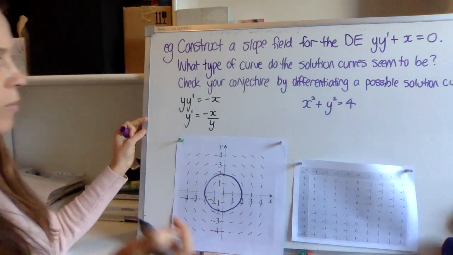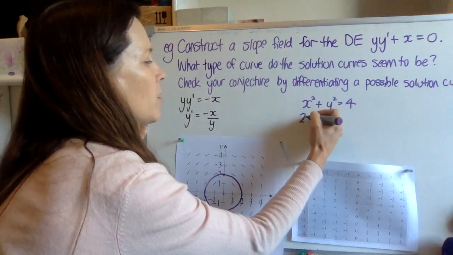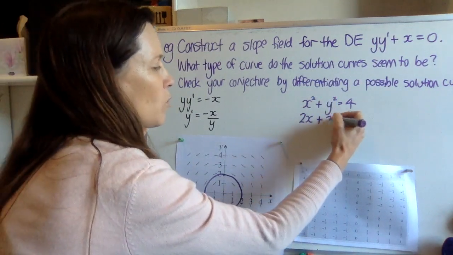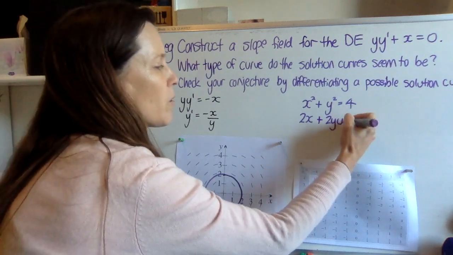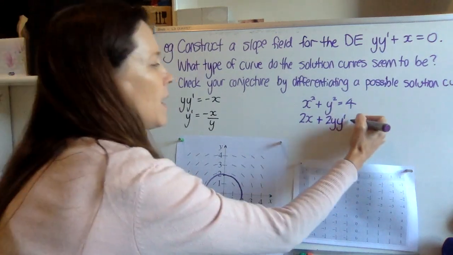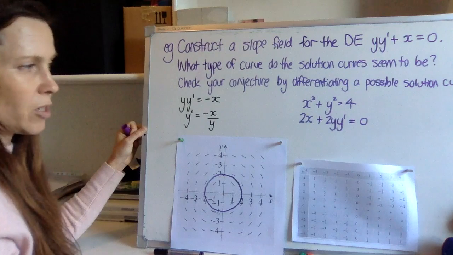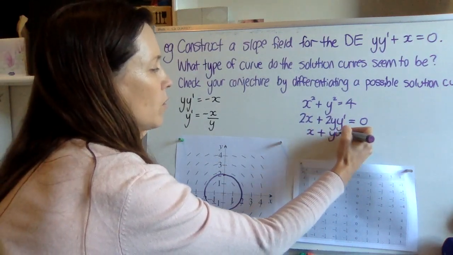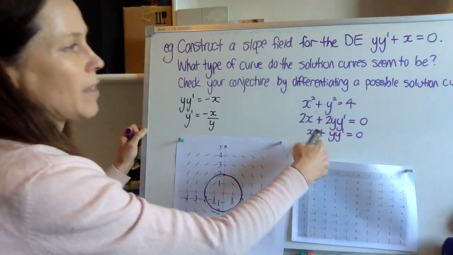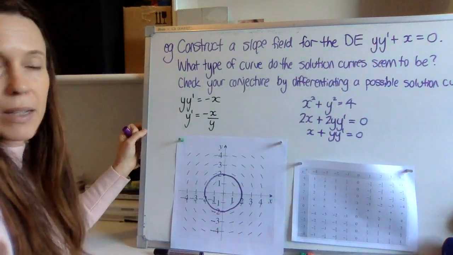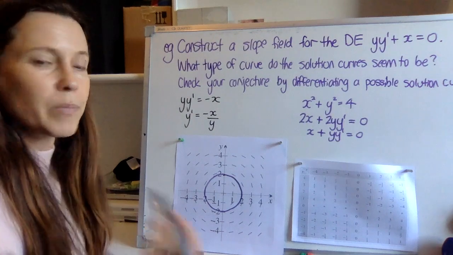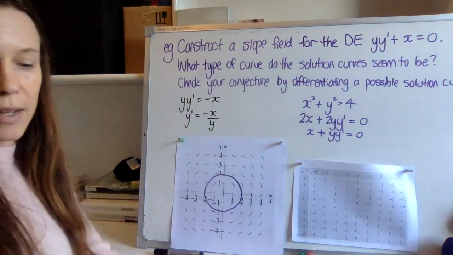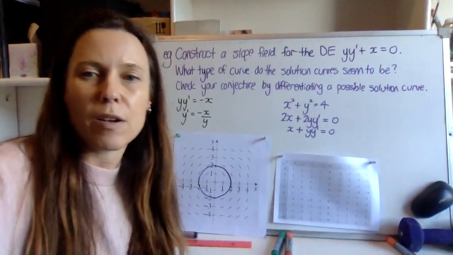Now differentiating that with respect to x, this term becomes 2x. This term, the 2 needs to come down to give me 2y, but I need to use the chain rule and also multiply by y dash. And differentiating 4 with respect to x just gives me 0. Now I can clearly see here that if I divide all terms by 2, I'm going to get this, and that is in fact the exact same differential equation as we started with. So yes, I can check my conjecture that the solution curves here are circles that have the origin as their center.